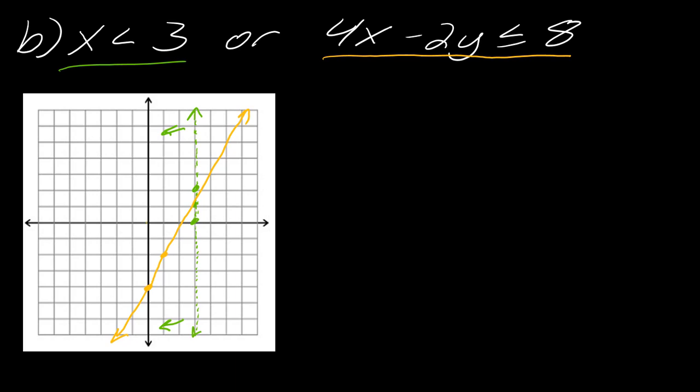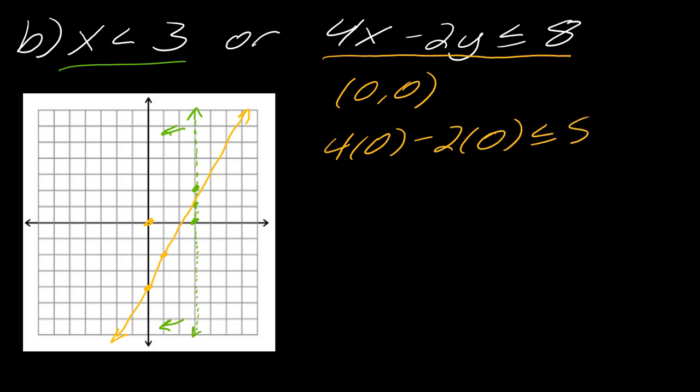Okay, so I'll start, of course, with the origin. And oops, I accidentally got rid of that equation that we were working with. That's okay. So I'm going to plug in 0, 0. So I get 4 times 0 minus 2 times 0 is less than or equal to 8. So that says 0 is less than or equal to 8, which is true. So it sounds like that's the direction I want to shade in, but just doing an extra check.